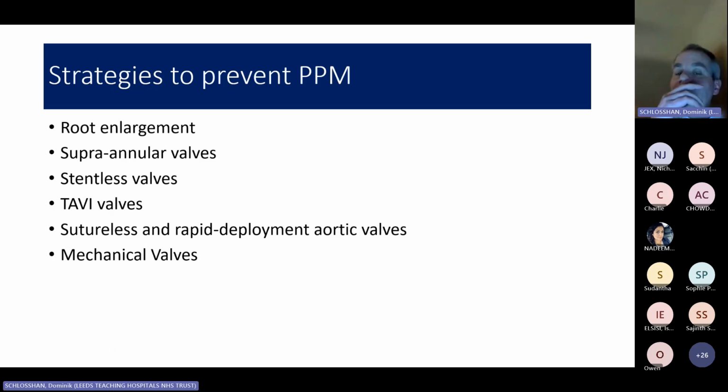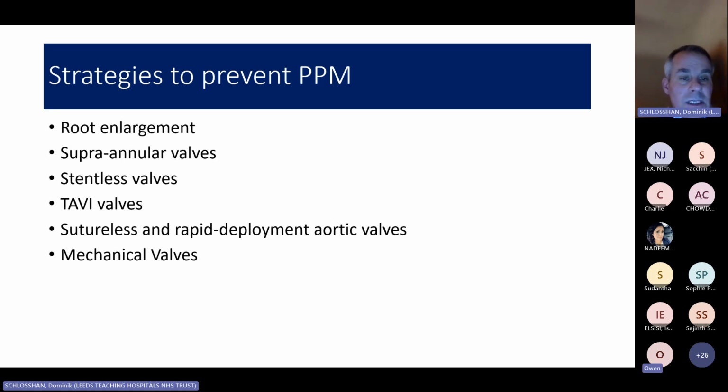And how do we prevent that happening? That's the important thing, because it really is depressing and frustrating when you get a patient and you do the echo and the gradient is almost the same as it was pre-operative, and you almost think, I have to actually have the operation. And what do you do? The surgeon can do a root enlargement, and they can do a fairly basic one by increasing up the size of the prosthesis by 1, and they can do a slightly more complicated one. Supraannular valve, theoretically, with a slightly better flow profile. Stentless valves, as I said.